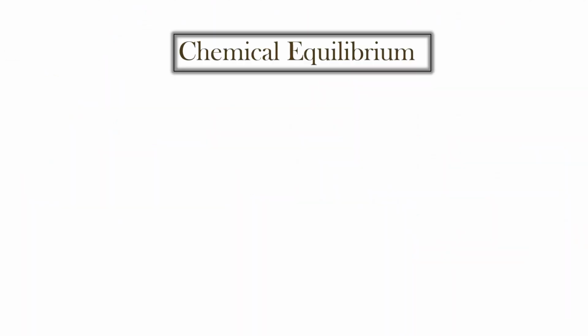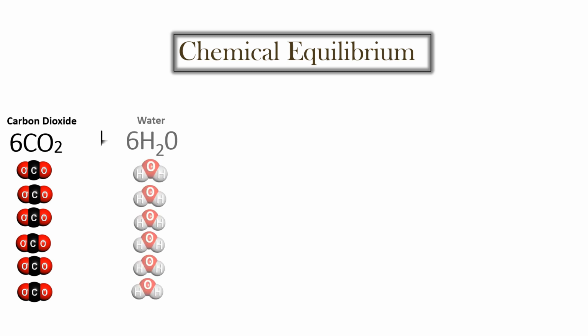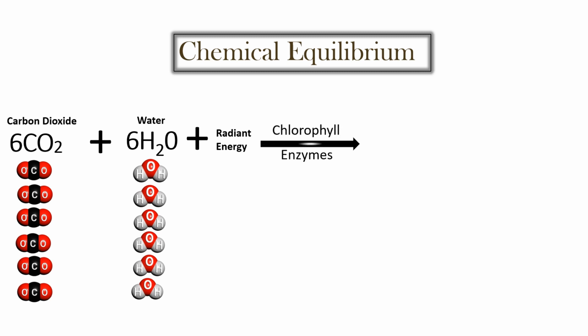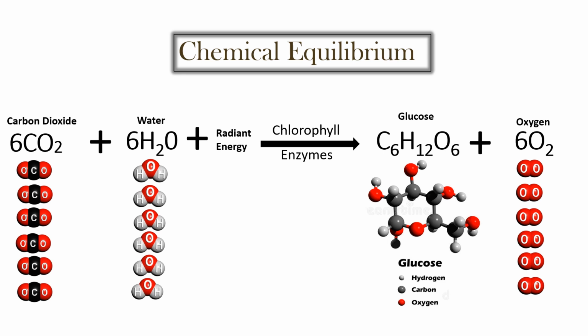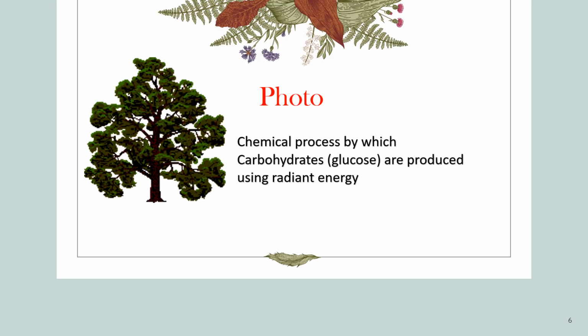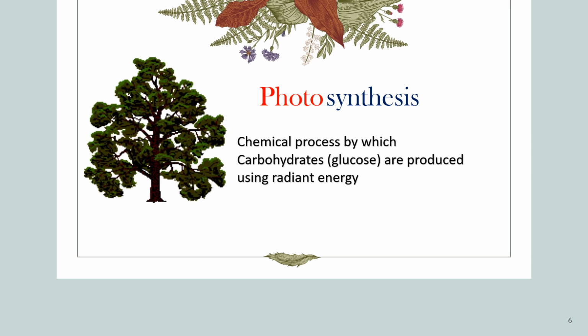Requirements and products of photosynthesis are presented in this equation: 6 molecules of carbon dioxide, 6 molecules of water, plus radiant energy. Chlorophyll and enzymes act as catalysts. Glucose is formed and 6 molecules of oxygen. The term photo means light and synthesis means to manufacture energy. Photosynthesis refers to the process of creating energy through the use of light.